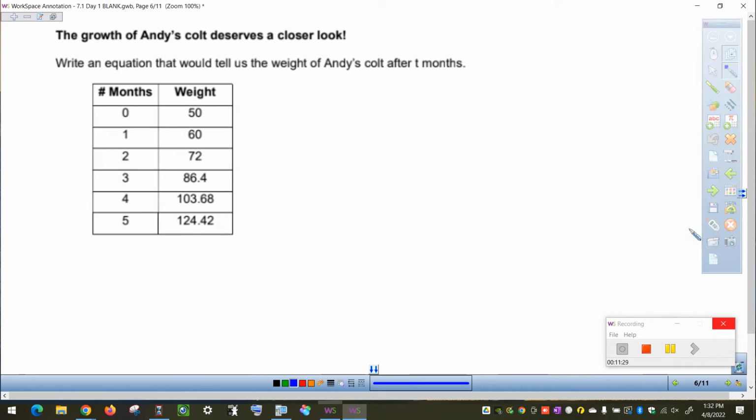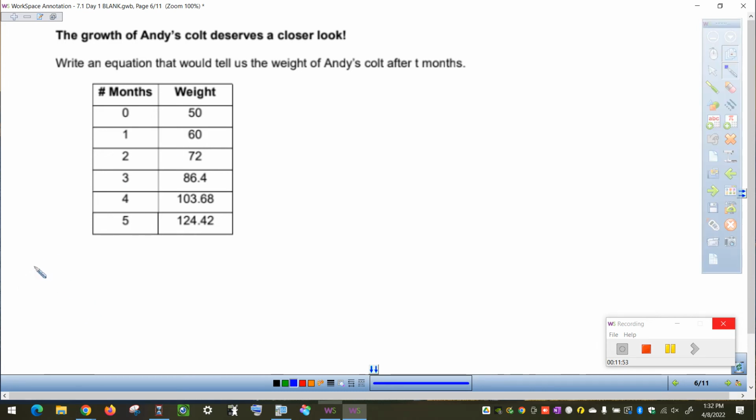So our goal is to see if we can write an equation that's going to output the weight of Andy's colt when you input a certain time in months. Okay, so we're actually just looking at the values we got here for the first 5 months. These are just directly off the table that we did on the other side.